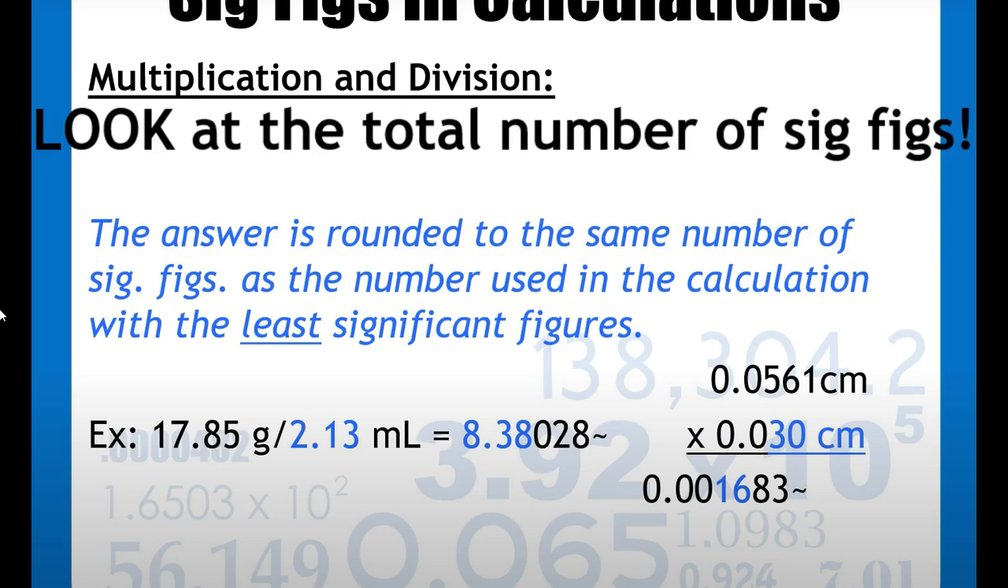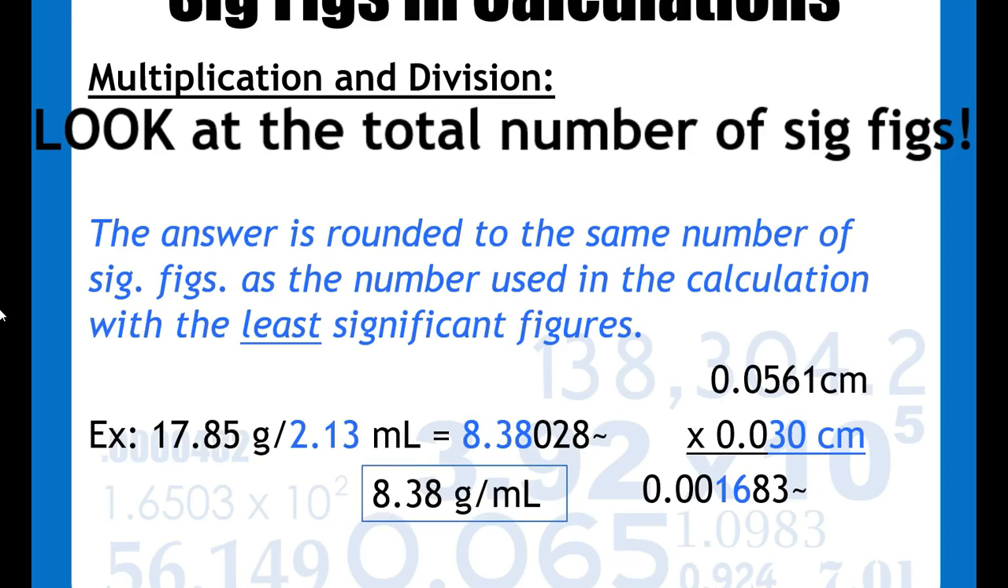Your answer is again going to reflect not decimal places here. Your answer is going to reflect the least number of significant figures in total. Notice in the example on the left, I highlighted in blue the entire number 2.13 because that has 3 sig figs. With the calculation on the right, you can see I highlighted the 3 and the 0 because that has 2 sig figs. What that means is your answer has to be rounded to the number that has the least significant figures in total. So therefore, your answer would be 8.38 grams per milliliter and 0.0017 centimeters squared.